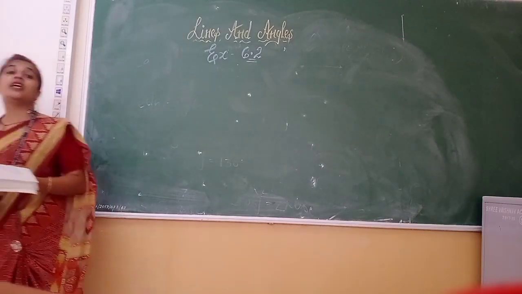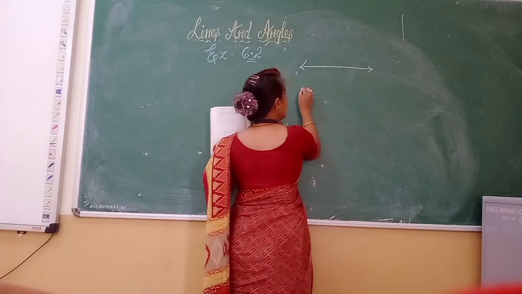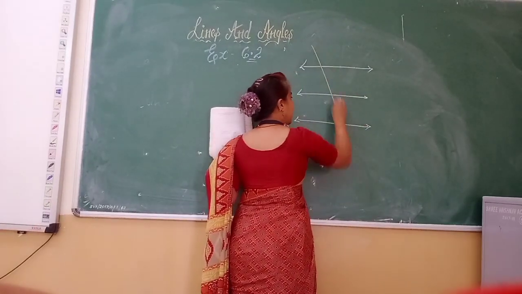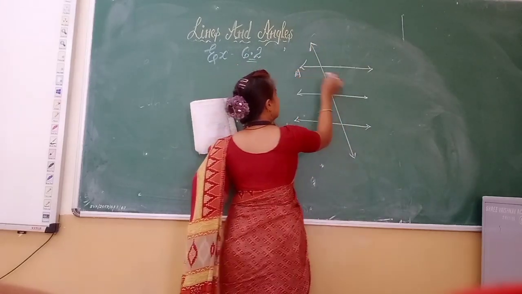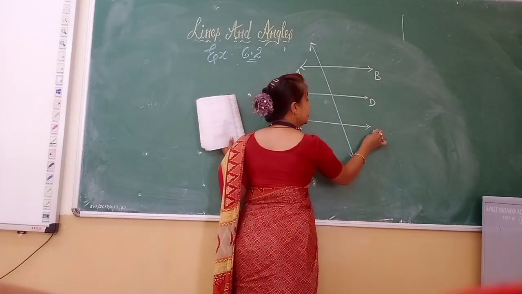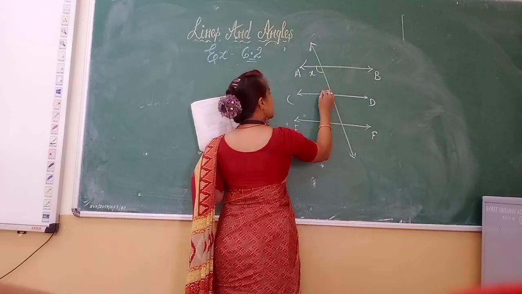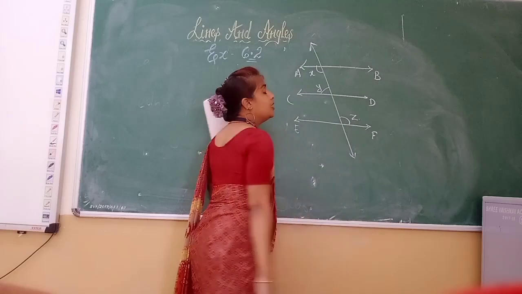Now here we are having three parallel lines. Three lines are given which are parallel to each other: AB, CD and EF. And one transversal cuts them. These are the three parallel lines AB, CD and EF. Also the angles are X, this one is Y and this angle is Z.